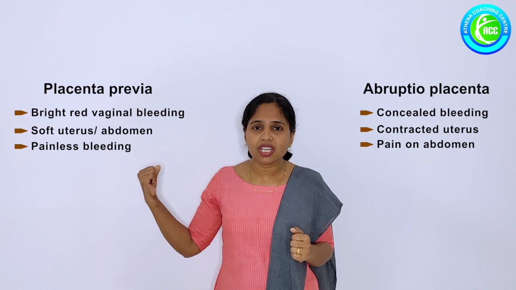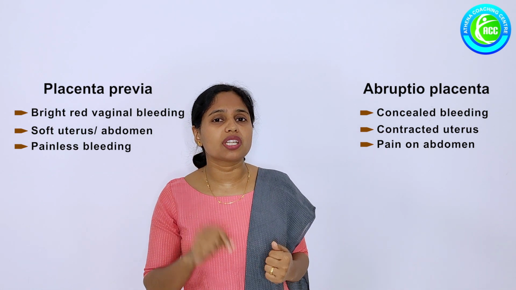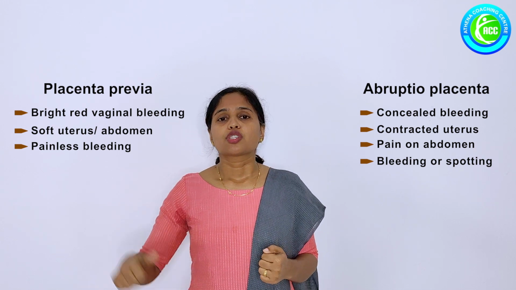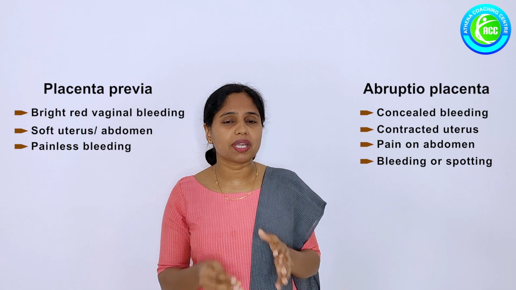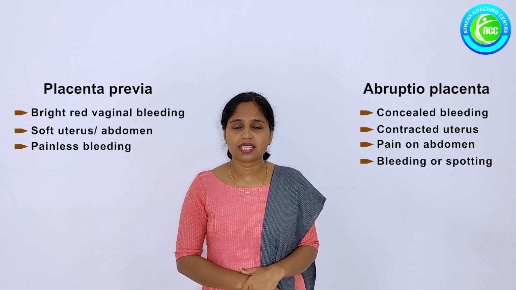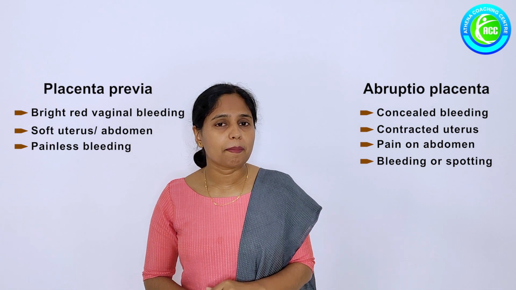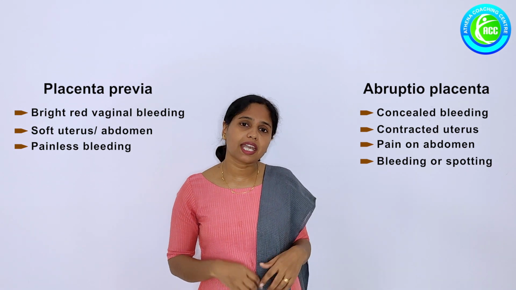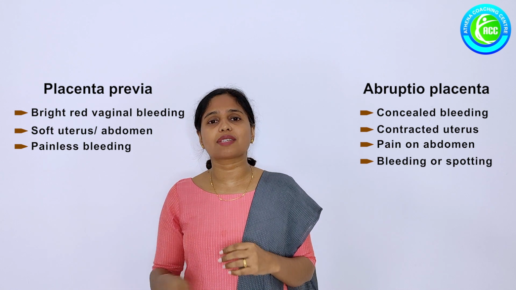In placenta previa, bright red vaginal bleeding. In abruptio placenta, brownish bleeding and spotting. The uterus will always be soft in placenta previa, but the uterus will be rigid or board-like in abruptio placenta. Placenta previa can be easily identified, but abruptio placenta can also be identified, though not as quickly as placenta previa. How do we manage these two conditions?